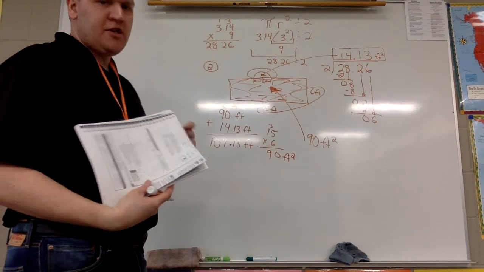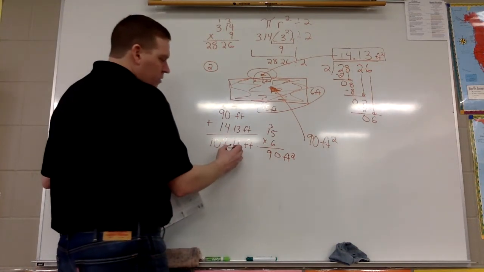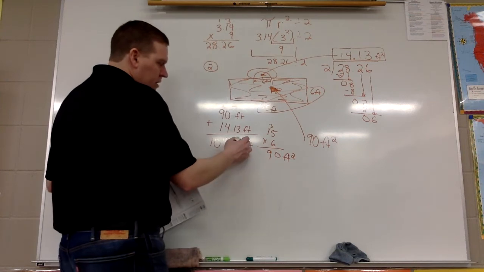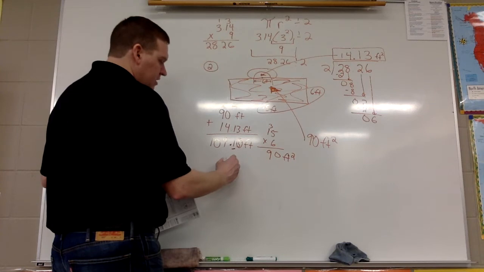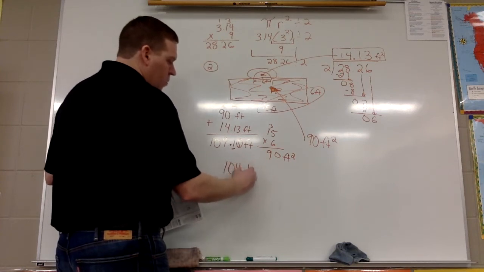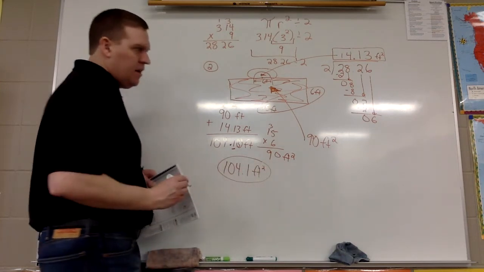And then if you read the directions, it says to round to the nearest tenth. So remember, when we round, this is the one that could be rounded. This is the one that'll make it go up or stay the same. So to the nearest tenth, it's 104.1 feet squared. And that's your final answer.